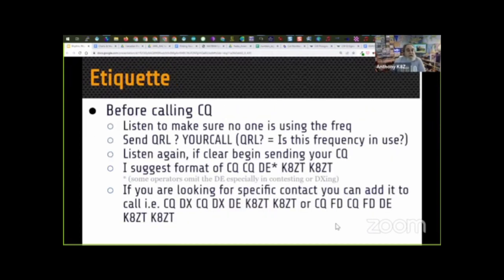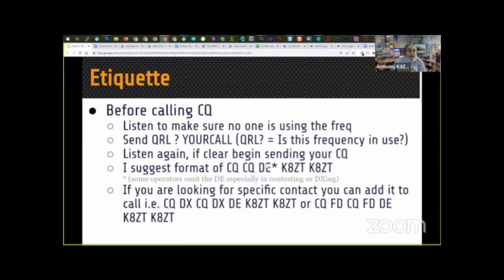Before calling CQ, listen to make sure that no one else is using the frequency. Send a quick QRL, or on phone ask, is this frequency in use? Also, remember to include your call sign in both cases because you're transmitting. Listen again. If clear, begin sending your CQ. I suggest the format of CQ, CQ, DE, KHCT.